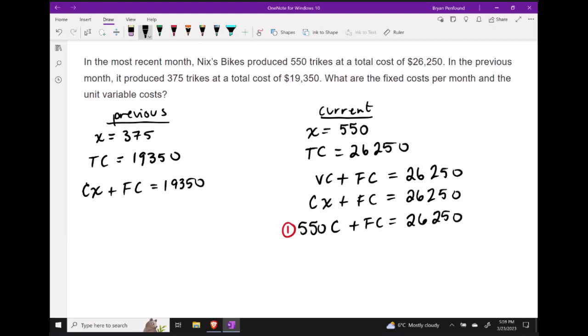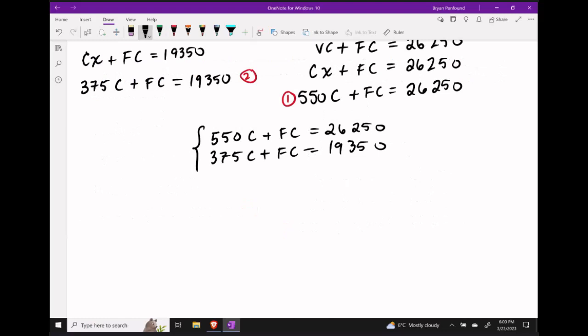Since we know that X is equal to 375, let's go ahead and put that in so that we have 375C plus our fixed costs are equal to 19,350. So here is a second equation that can help us answer the question. What are the fixed costs per month? And what are the unit variable costs? Let's put these two equations together in a linear system.